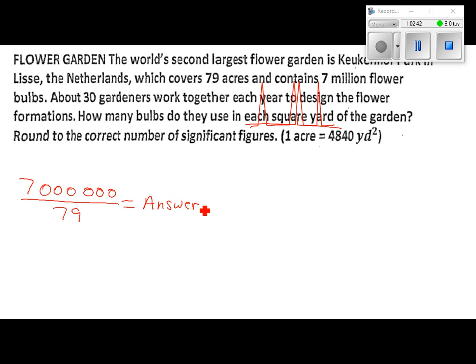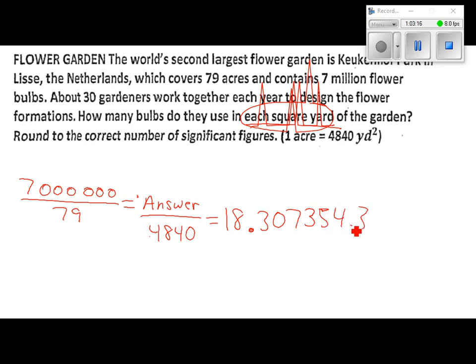They didn't want to know each acre, they wanted to know each square yard. So we're going to take that answer and divide it by how many square yards in 1 acre? 4,840. So you already got this answer on your calculator. Divide it by 4,840. And what's it come out to be? 18.3073543.